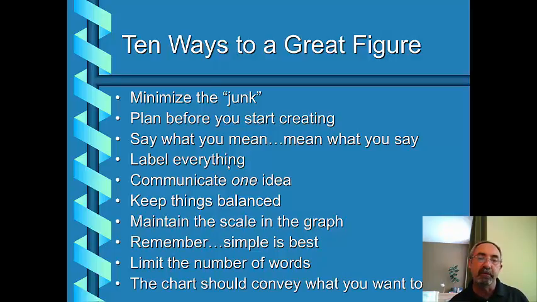Keep it balanced as well. Maintain the scale in the graph. In other words, don't try to spread it out too far. And keep your charts simple. Simple charts are the ones that make the most sense, and people like to read them. If you overwhelm somebody with too much information in a chart, they just quit looking at it. And again, it should convey what you want to say. If somebody looks at the chart, they shouldn't need an explanation to go along with it. Granted, in your papers, I want you to do an explanation, but if I look at a chart, I should be able to figure out what you're trying to say. And then it's up to you to interpret and analyze that particular set of data.